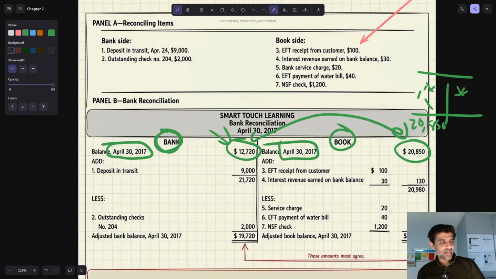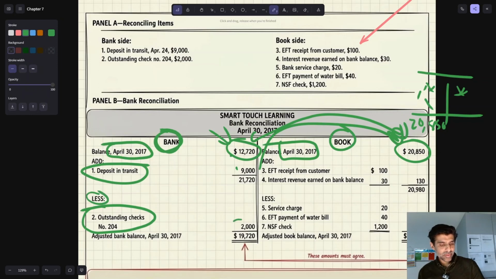For the bank side, you have a deposit in transit, this 9,000, which is already reflected in the books. It was already a debit to cash, but it's not yet reflected in the bank because it's still in transit. That's why we're adding it. Then this outstanding check, we're going to subtract, because this 2,000 is also in the 20,850. It would have been one of these credits. But in order to get it reflected in the bank, we do an adjustment. So we get to this balance for the bank.